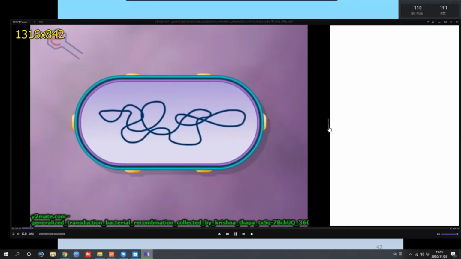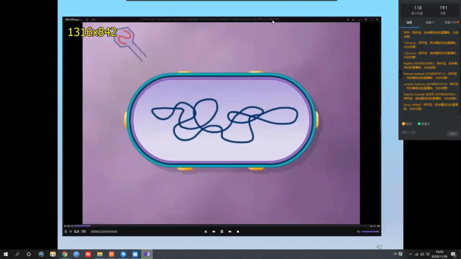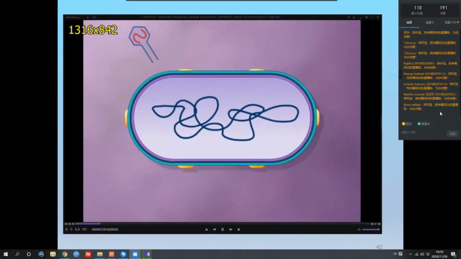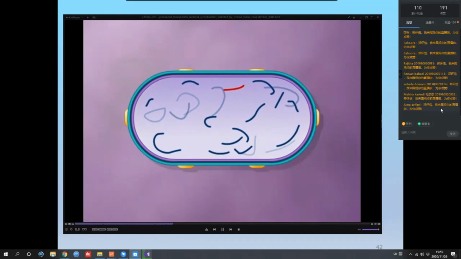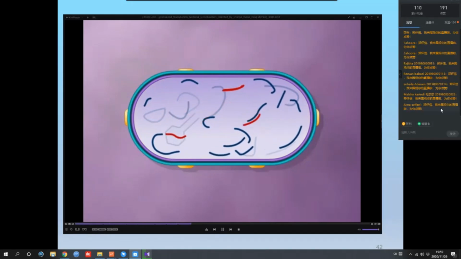In generalized transduction, a segment of DNA is carried from one bacterial cell to another by a bacterial virus called a bacteriophage or phage. The phage attaches to the bacterial cell and injects its nucleic acid into the host cell. A phage enzyme is produced that breaks down the host DNA into smaller fragments. Phage DNA is replicated and phage coat proteins are produced.